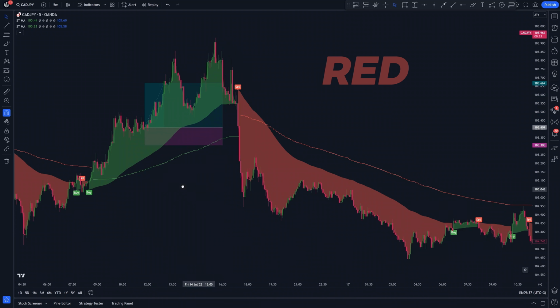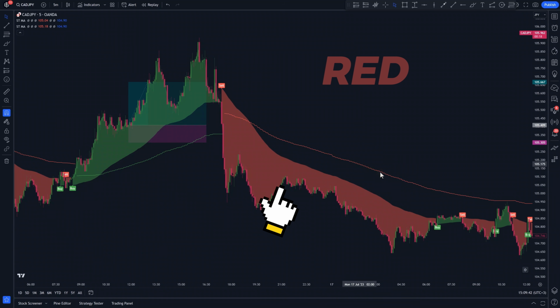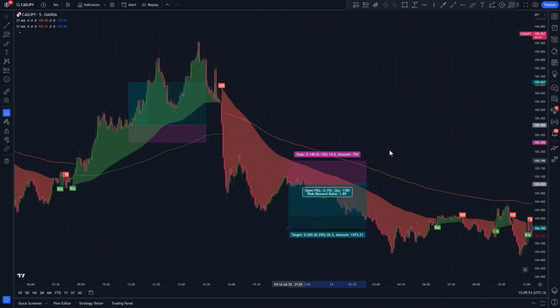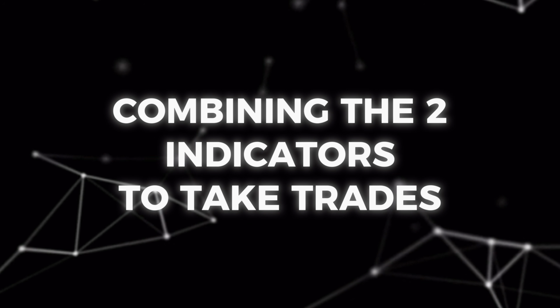Conversely, whenever it's colored red and the price is trading below it, that indicates a bearish trend, and we're going to be looking to take only short trades. Combining these two indicators is really simple.